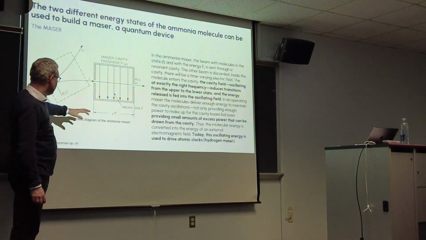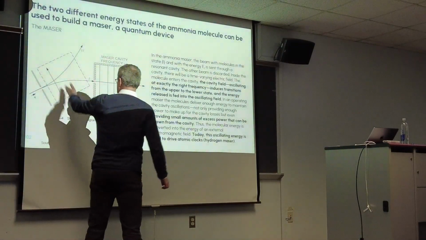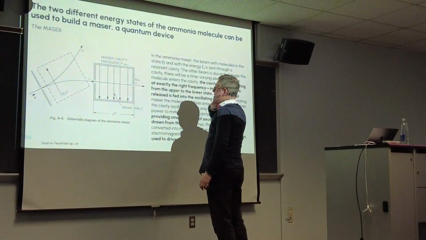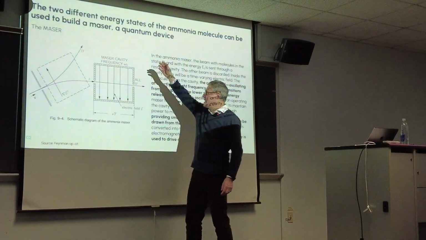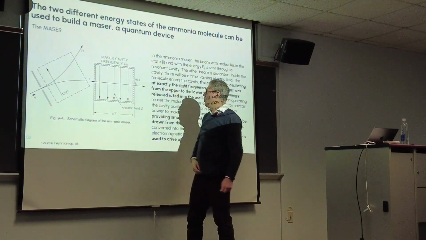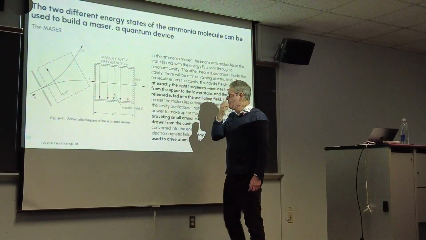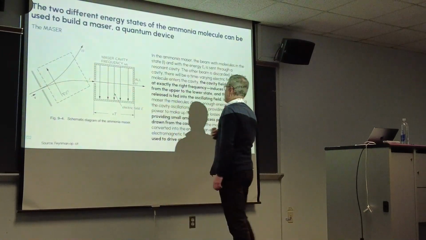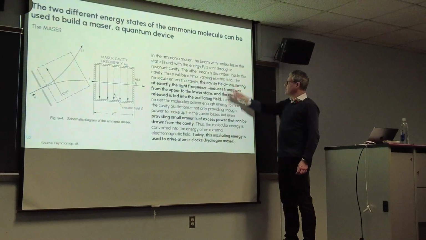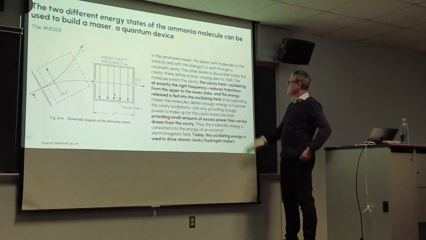And now we have here another electric field. So we had an electric field here. We have here another electric field which is called the MASER cavity. And this field contains an electromagnetic field at a certain frequency, O0. And now the beam is going through this field, through this cavity. It is sent through a resonant cavity. The other beam is discarded.